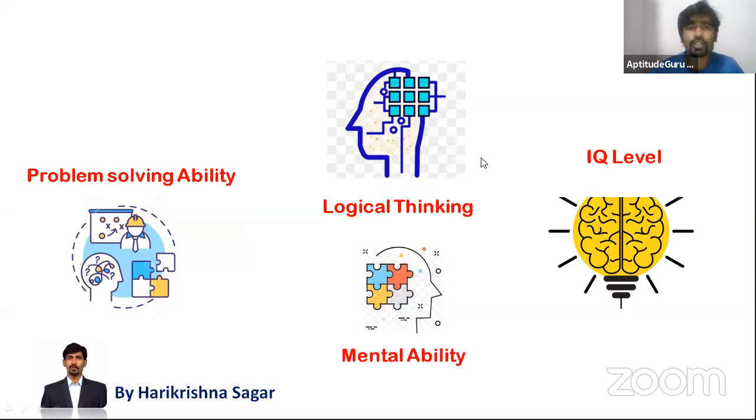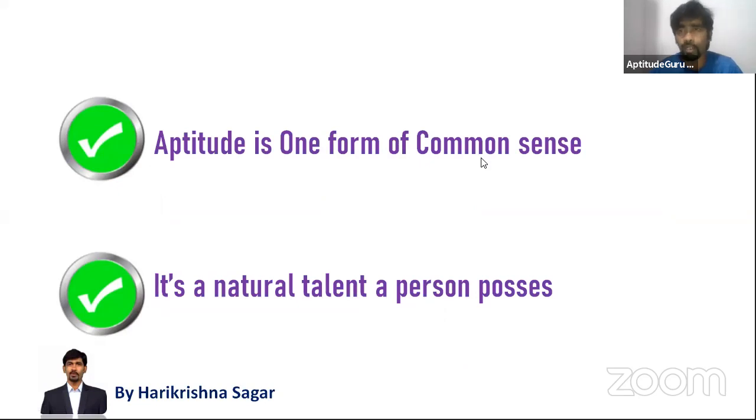In broad words, aptitude is just one form of common sense. So aptitude is not related to formulas. It is not related to use for a selection procedure. It's not something like that. Aptitude is all about your common sense. Basically, it's a natural talent a person needs to possess to crack any kind of exam. It is a skill, it is not a subject. So there is a difference between subject and skill.